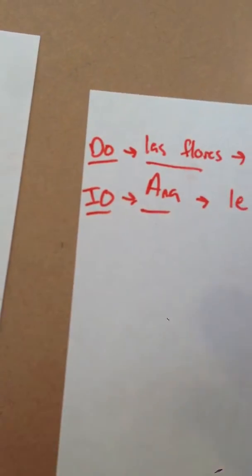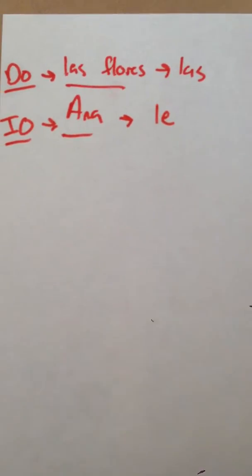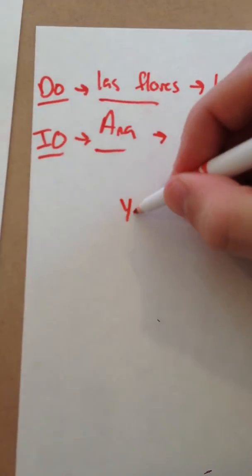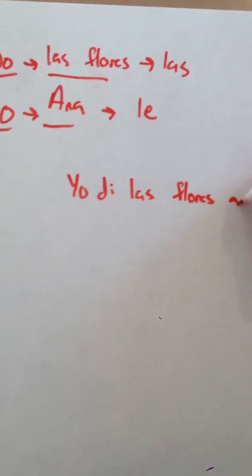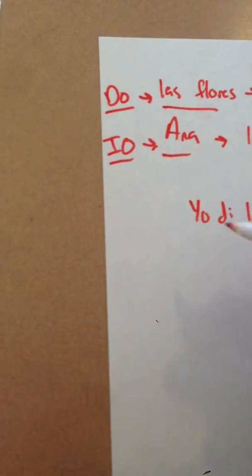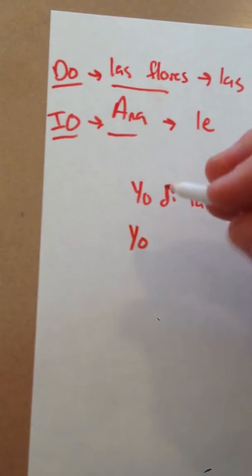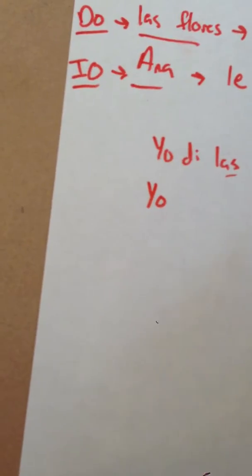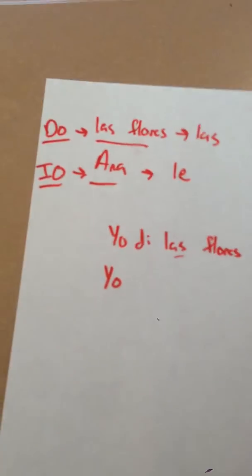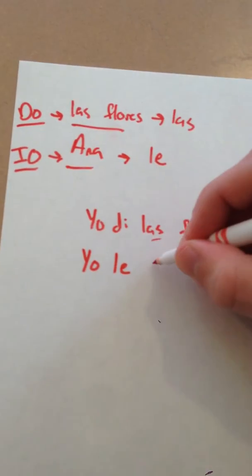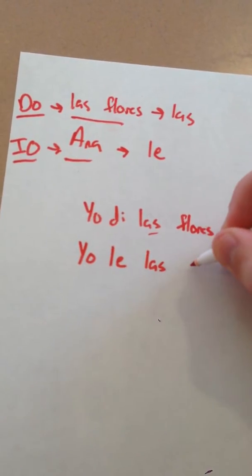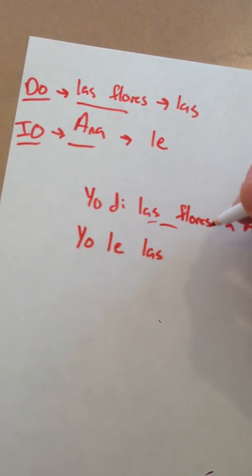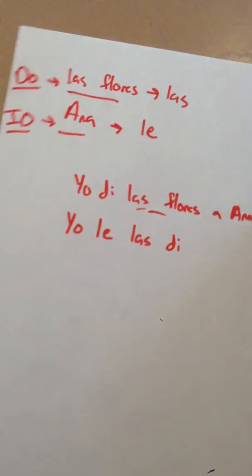The way we organize this, before I go over the rules of placing the object pronouns in a sentence, yo di las flores a Ana would then become yo, and we take our direct object pronoun and our indirect object pronoun and place them before the verb. The indirect object pronoun comes first, so we would normally have yo le las, and las stands for las flores. Yo le las di. This is a faster way to say yo di las flores a Ana.